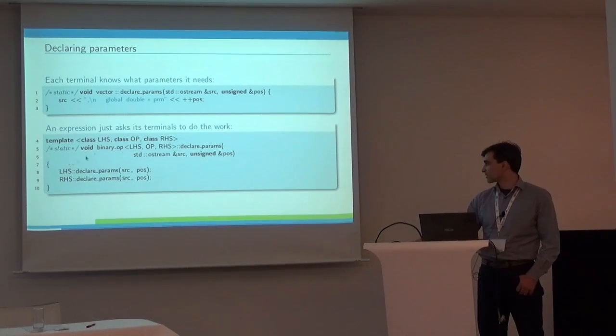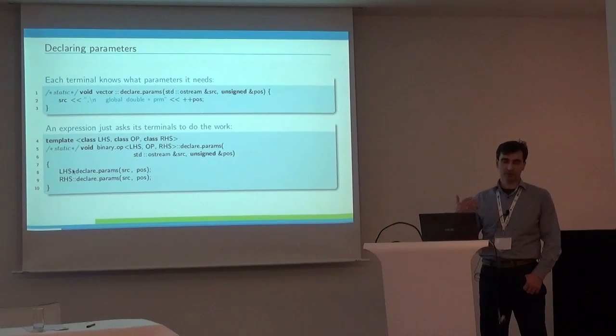So if we have a binary operation and we want to declare its parameters for the kernel that we generate at the time, it just asks its left child to declare parameters, and then it asks its right child to declare parameters, and then we are done.